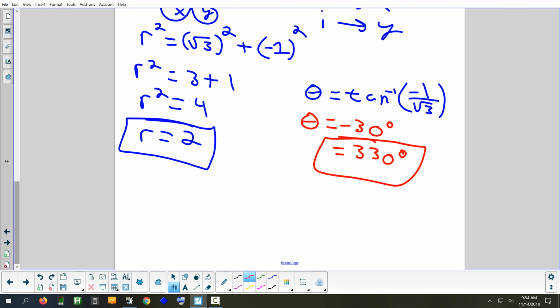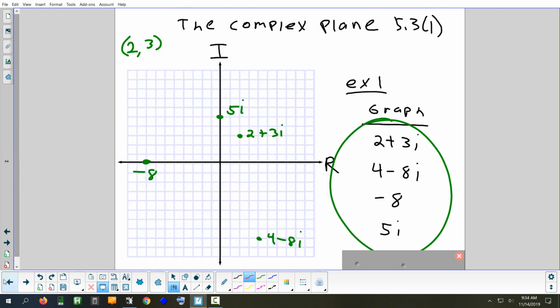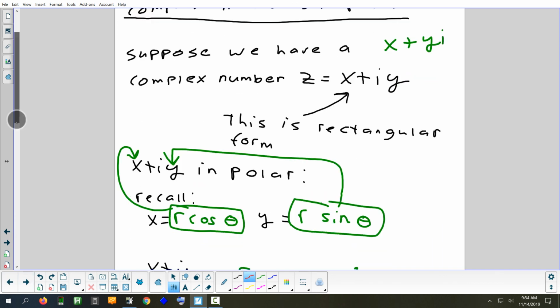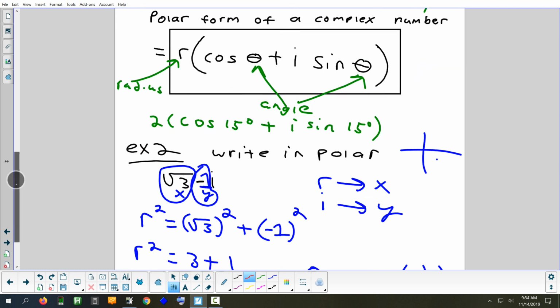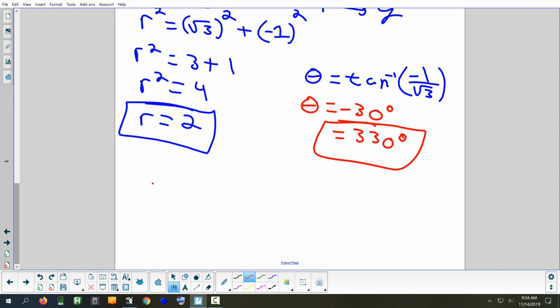So, final answer. Let's look at the format again. R cosine theta plus i sine theta. Just fill in those 3 spots. R, cosine theta plus i sine, and then fill in theta. And that's it. That's the final answer.